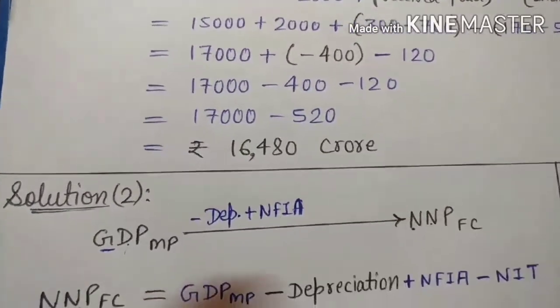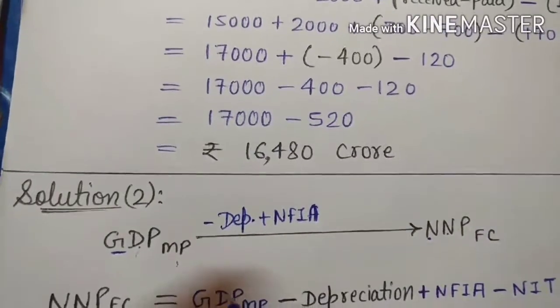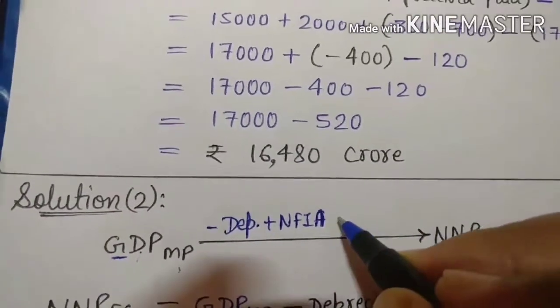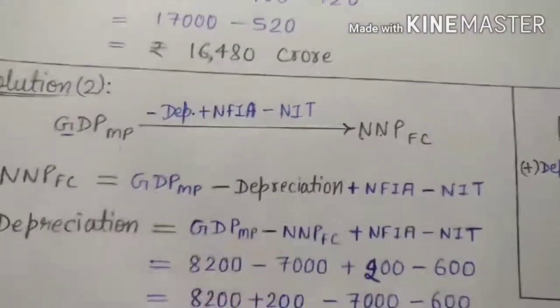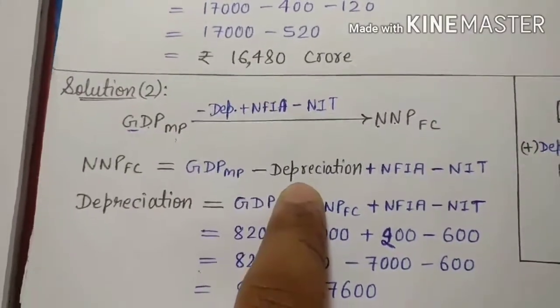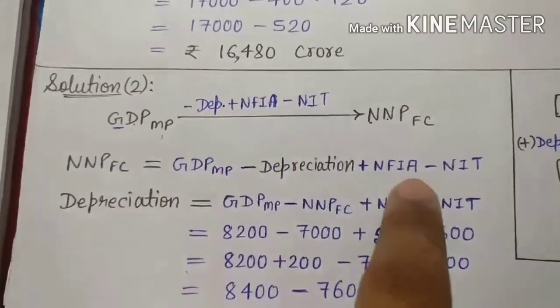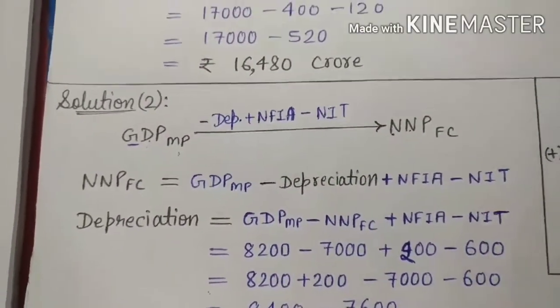Okay. At last, product MP to FC. When we are converting market price to factor cost, what do we have to do? We have to subtract net indirect tax. Let's check the formula. GDP at MP, we are having GDP at MP. From that one we subtract depreciation plus NFIA minus NIT. Okay, clear to all?